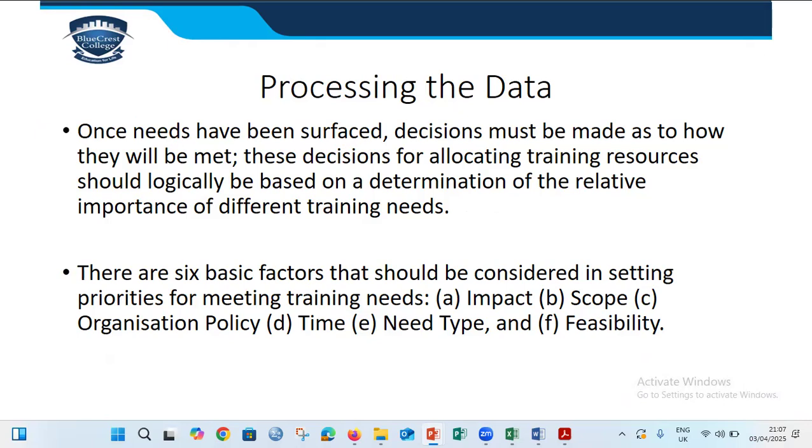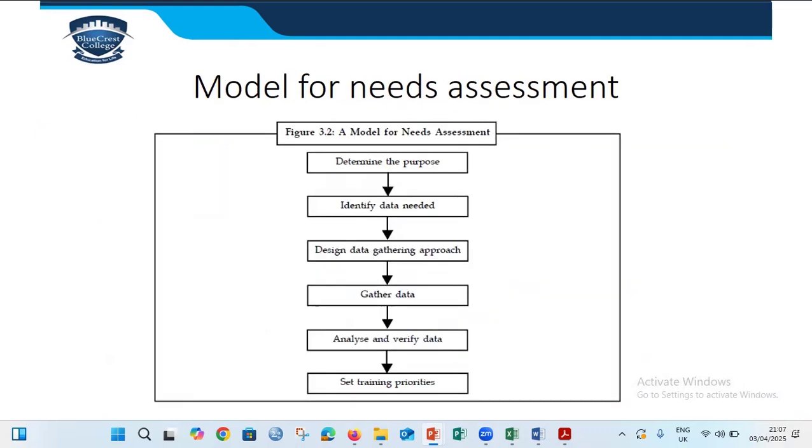So based on these factors, you can prioritize which of the trainings should be given immediately and the ones that can wait until the organization is ready or has enough resources to provide that training.